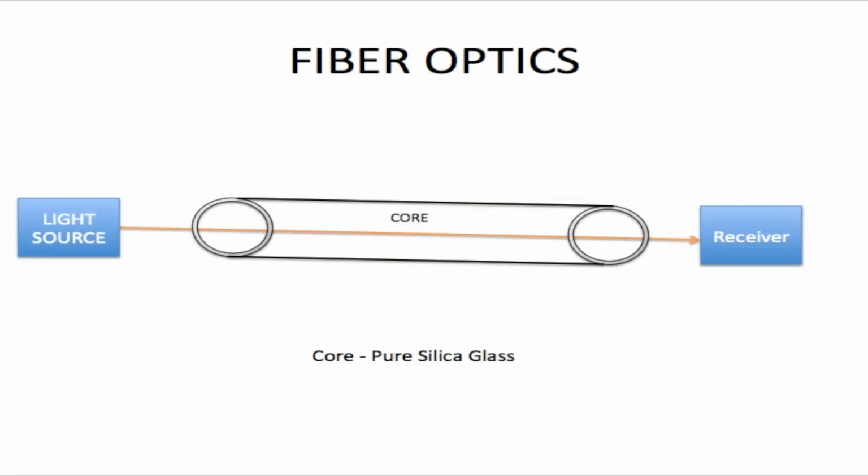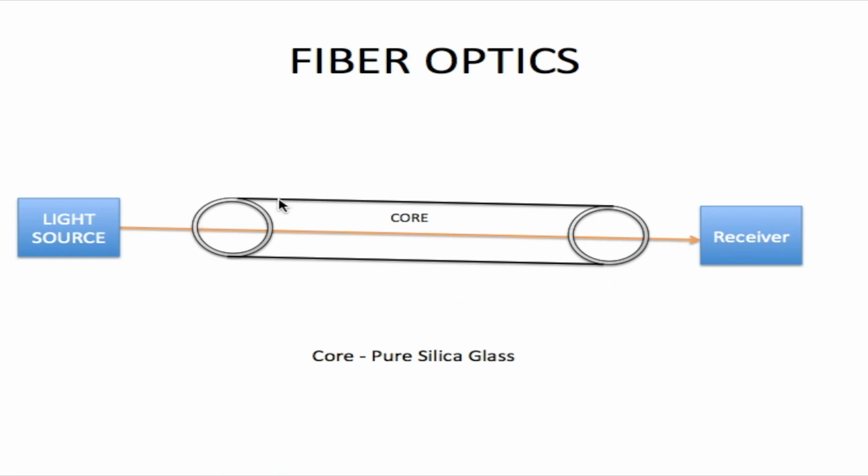As I said in the last slide, the fiber optic cable is divided into four sections: the core, the cladding, the buffer, and the jacket. Now, in this slide, we're going to be talking about the core. The core is where the light signal travels from the transmitter to the receiver. So this is the light source, and it's traveling along this path right through the fiber cable to the receiver.